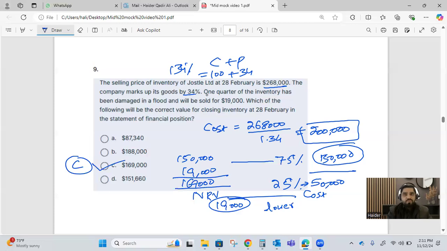In this type of question, what you need to do, if the selling price is given to you, is calculate the cost by using the markup and margin formula. Once you are done with the calculation of the cost of goods sold, this is the entire inventory cost, out of which 1/4 was damaged, but 75% was not damaged. Take that 75% as it is, but compare the cost of 25% and the NRV of 25%, whichever is lower. And then we finally found our answer, 169,000.